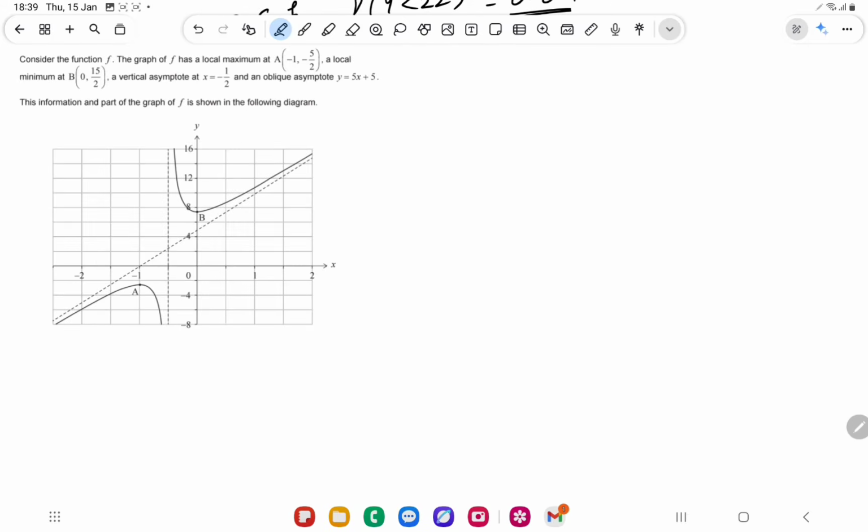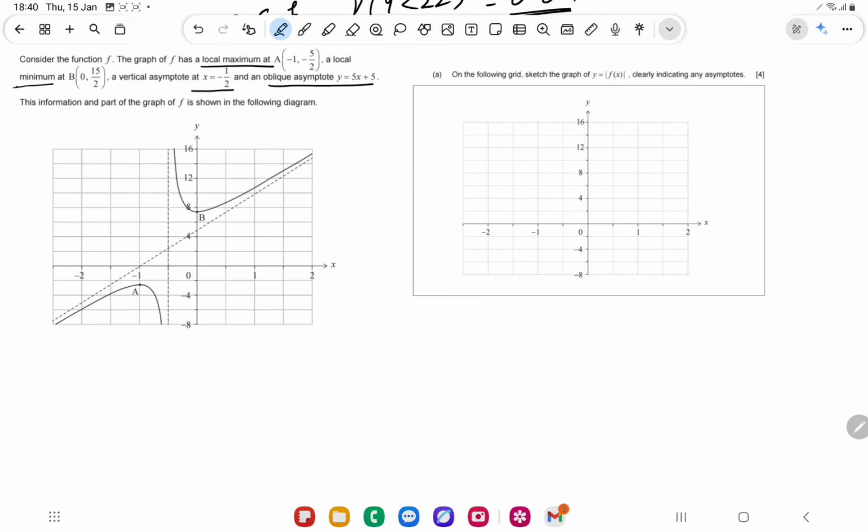You have to leave your answer in two significant figures. Now in this question we have been given a graph where we have a local maxima at a and a local minima at b, and the vertical asymptote is at minus half. We also have an oblique asymptote, which you can see in dotted line, 5x plus 5. Whenever we are talking about asymptotes, it is always a dotted line. You can never draw a solid line. Your marks will be deducted for it.